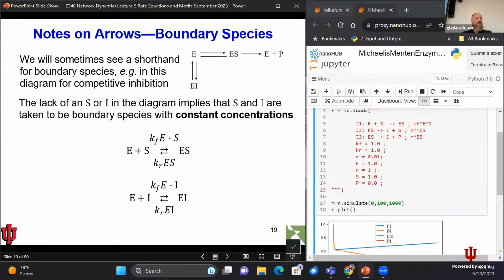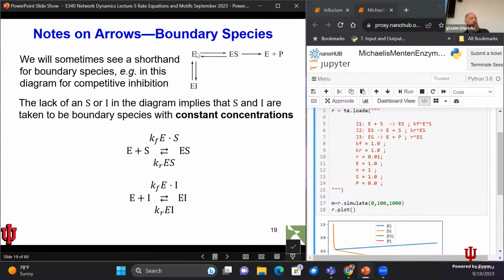And so if you see something like E goes to ES, and they didn't write the S, or E goes to EI, and they didn't write the I, then there is an implied assumption that S and I are boundary species with constant concentrations. And again, all I can do is let you know what the standards of notation are. I can't make them fun to deal with.